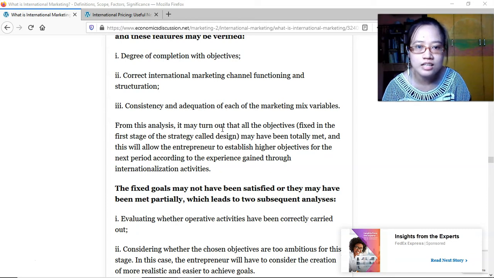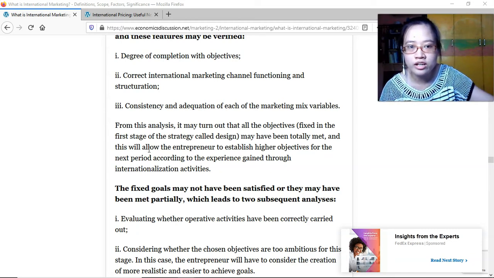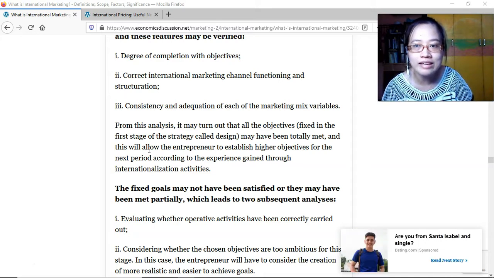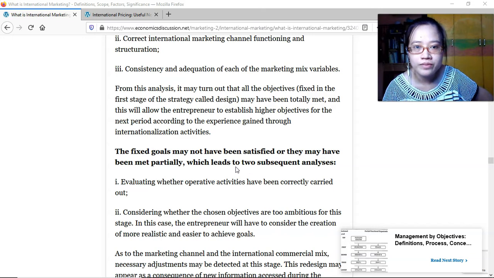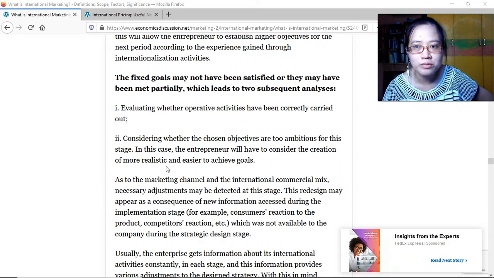So from this analysis, it may turn out that all objectives fixed in the first stage of the strategic design may have been totally met. And this will allow the entrepreneur to establish higher objectives for the next period according to the experience gained through internationalization activities. Okay. Of course, your first try would be the main experience. You would learn a lot through the first experience.